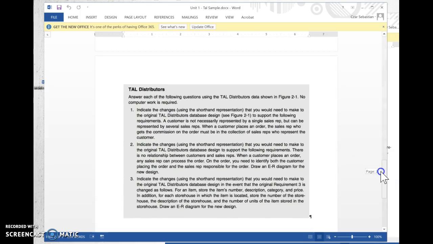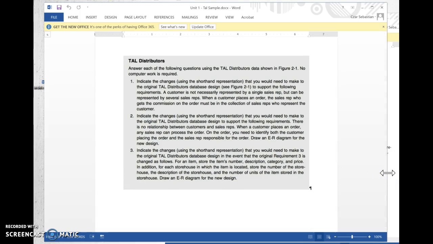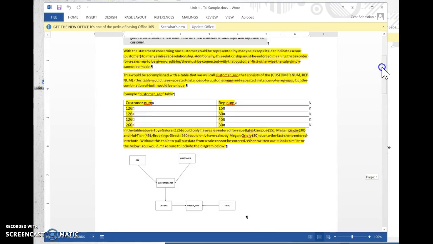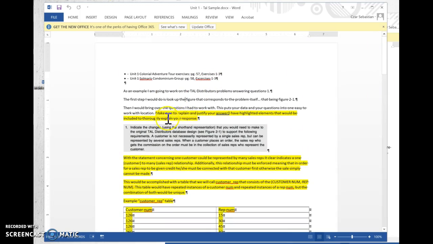I tried to condense it all down on one page, so I was using my text to access the data and look up various things, as opposed to going back and forth, asking, here's my form, here's my questions, what form and questions do I use? And it cut down on a lot of the confusion. Now, you can do whatever you choose to do, but I wanted you to be aware of the steps that I took. After that, I bring over the questions I had to work with, which you already saw me do. This puts your data and your questions in one easy to work with location.